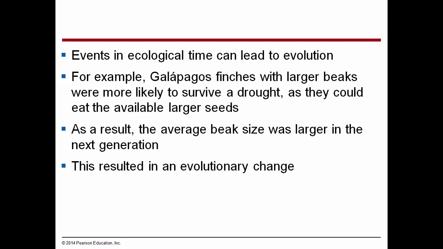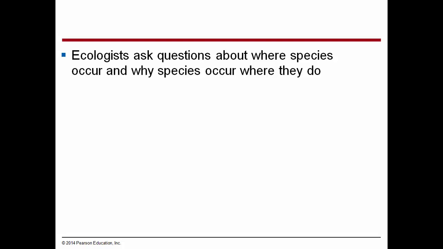Events in ecological time can lead to evolution. For example, Galapagos finches with larger beaks were more likely to survive in a drought as they could eat the available larger seeds. As a result, the average beak size was larger in the next generation. This resulted in evolutionary change. Okay, Darwin's finches are a classic example.